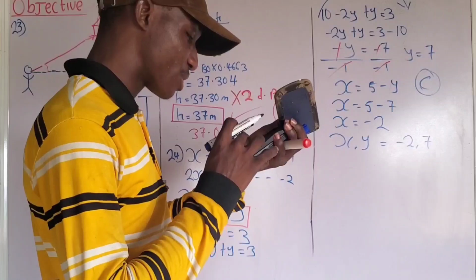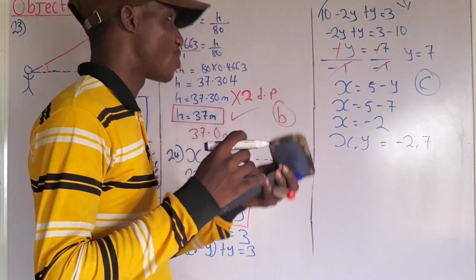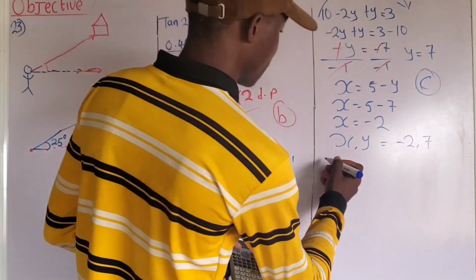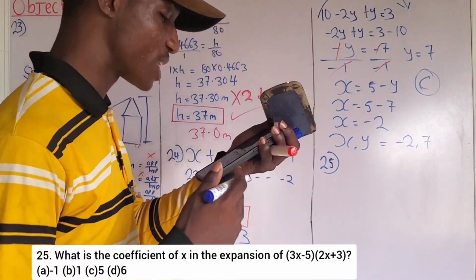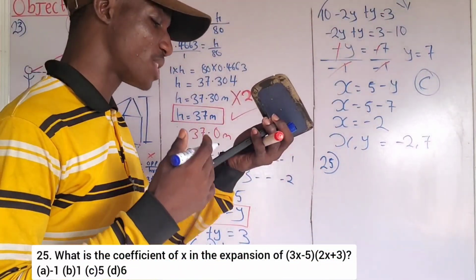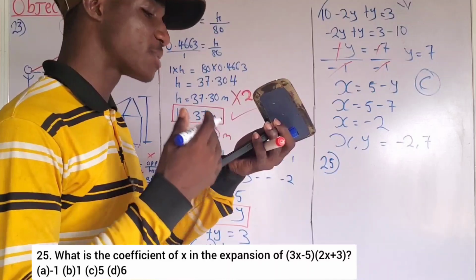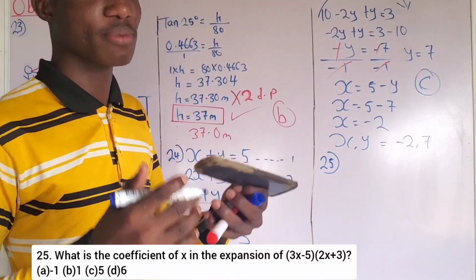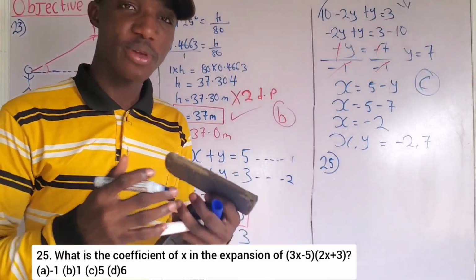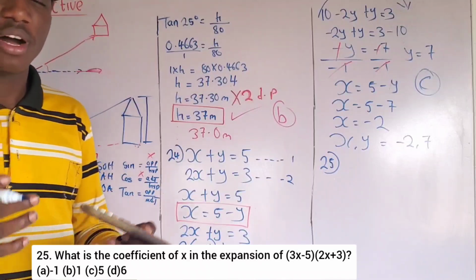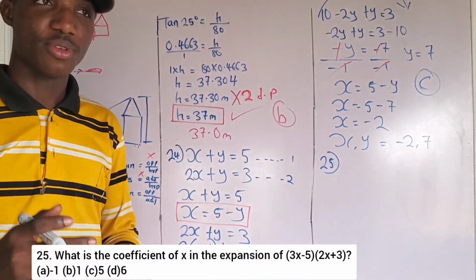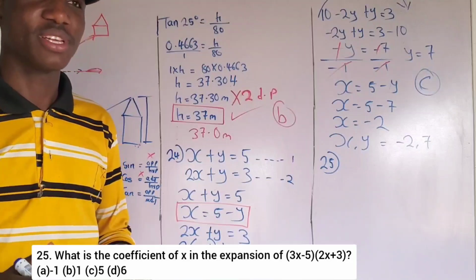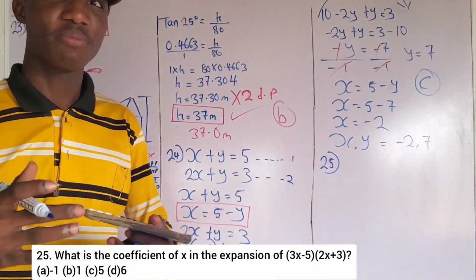Now for question number 25, you are now in question 25. What is the coefficient of x in the expansion of 3x minus 5 and 2x plus 3? I told you that expansion simply means removing brackets. If you are part of our class on algebraic expansion, and you want to learn more on it, check the playlist. Algebraic expansion. Expansion simply means removing the bracket.